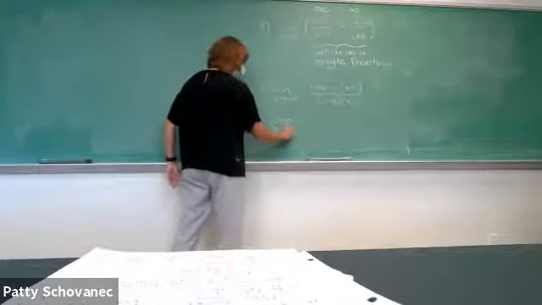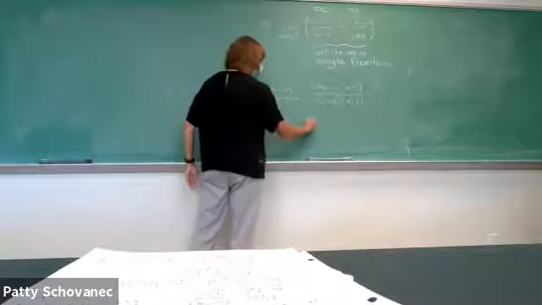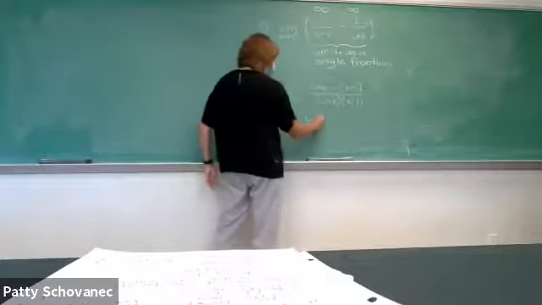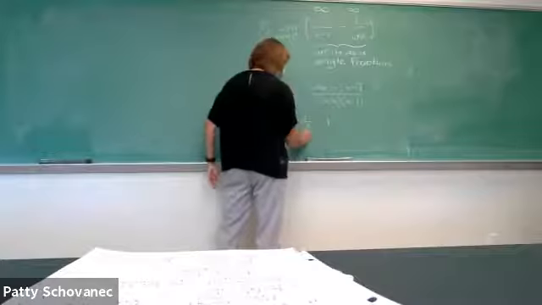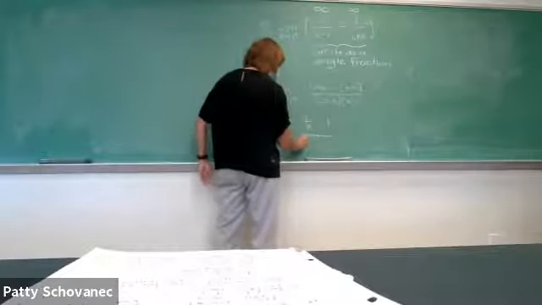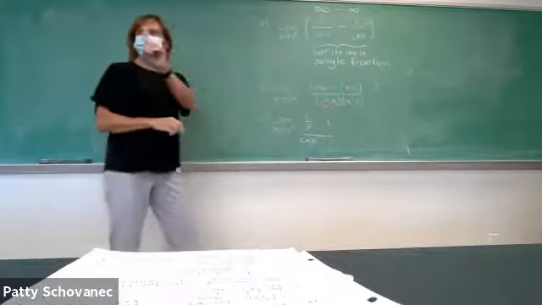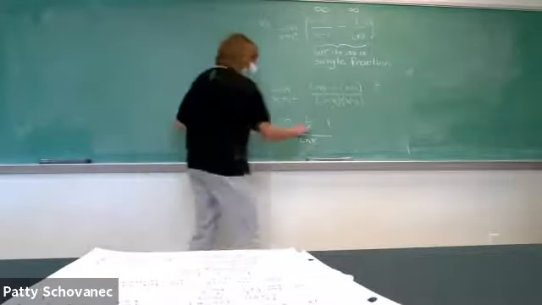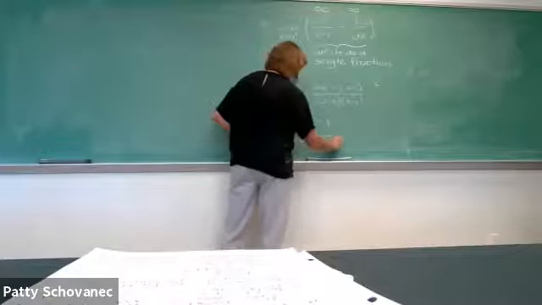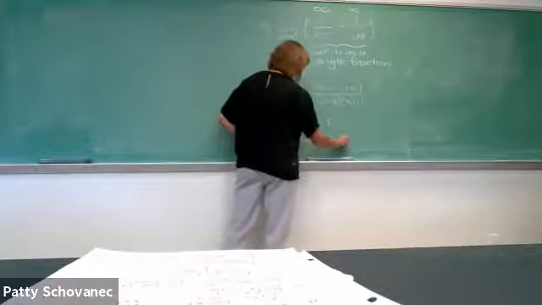L'Hopital's rule. The derivative of the natural log of x is 1 over x. And here the derivative of x minus 1 is just 1. Product rule, I've got the first times the derivative of the second, but the derivative of the second is just 1, plus the second times the derivative of the first.